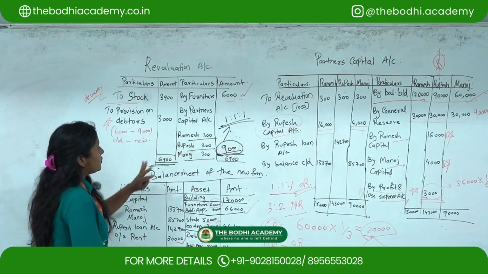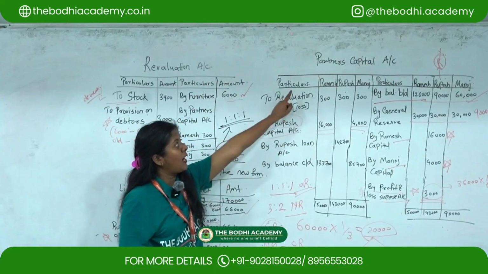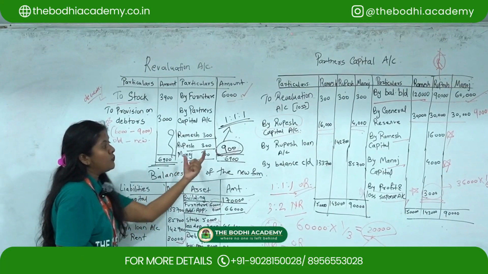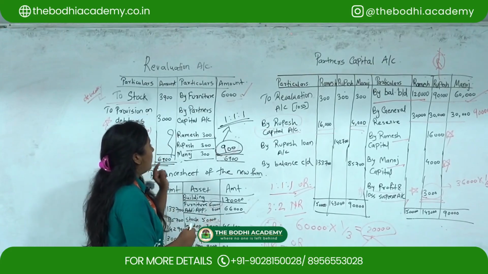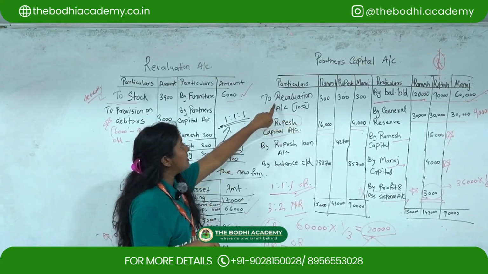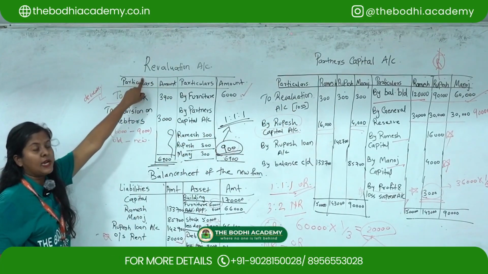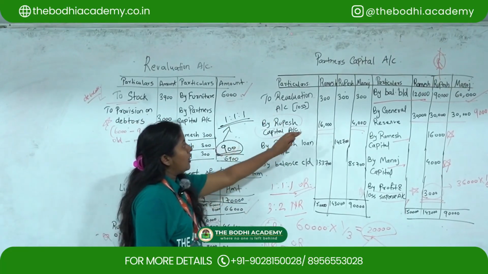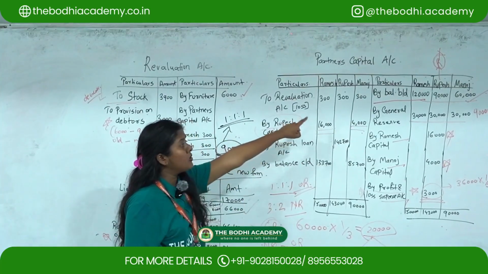Now whatever answer you are getting, you have to transfer it to the second account, that is the partners' capital account. Since this is on the credit side, you have to put it under the debit side, according to the rule as I said earlier. Under what head? Under the revaluation account, because you are transferring it from that account. So under revaluation account, I'm writing 300, 300 and 300 for all the partners.